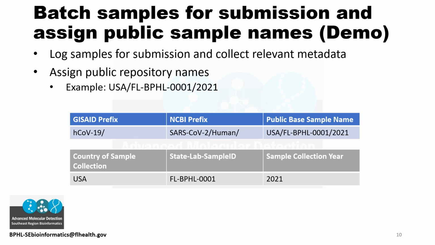So next we need to assign our public sample names for submission and log everything that we want to submit. So I'm going to provide you with an Excel template. It's what we use here in Florida. You don't have to use it if you don't want to. You can use whatever you want. There's also a Phage community Excel template that I can share with you if you're interested.